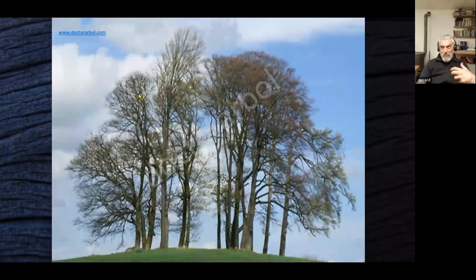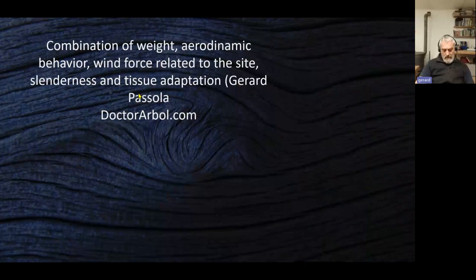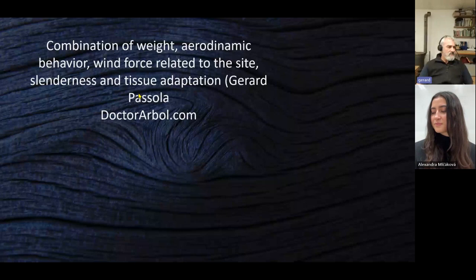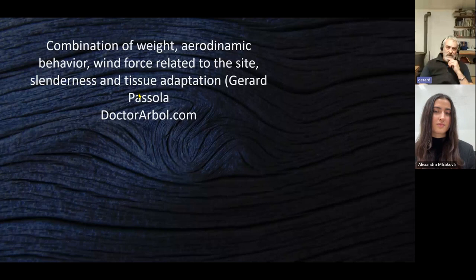I'm sorry, I have taken less than 5 minutes, but what I tried to explain, perhaps too fast or with bad English, is that the combination of weight, aerodynamic behavior, wind force, slenderness, tissue adaptation, and resonance explains in a lot of cases the failures of the branches.